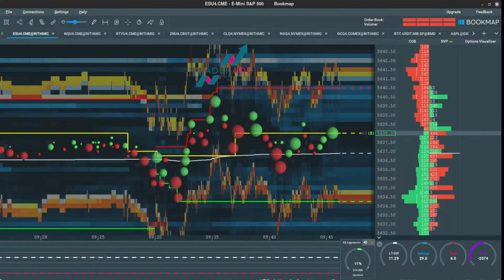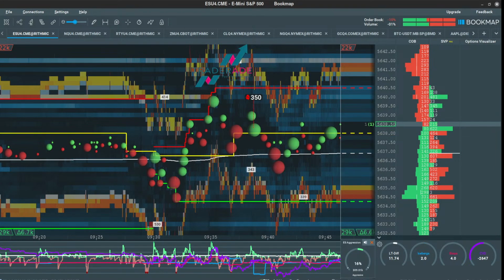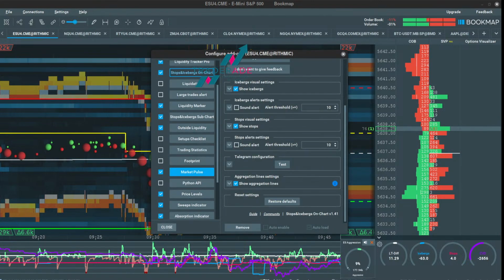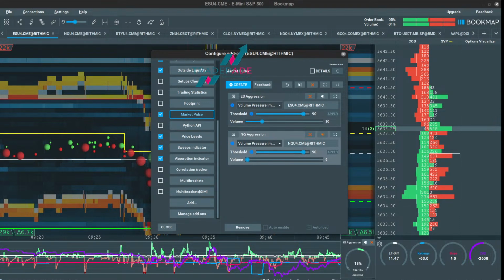So let's go back to ES for a second here, because I was asked, where is the aggression indicator that you have on the bottom right? I talked about that a little bit earlier. So this is the market pulse indicator, and I'll show you how I have it configured so you can set it up the same way on your end. I've renamed it ES aggression because to me, that's what it's doing.